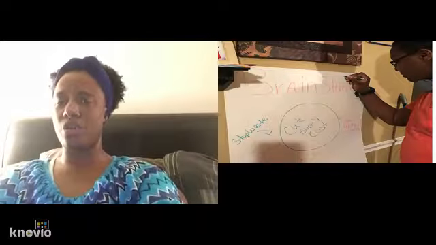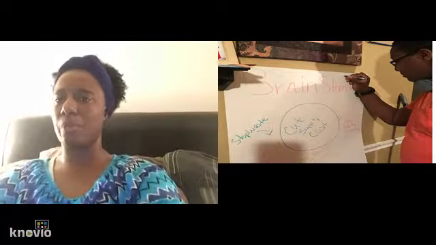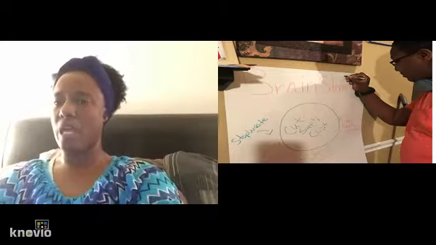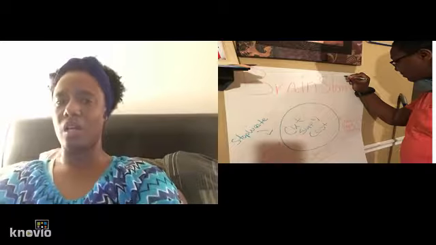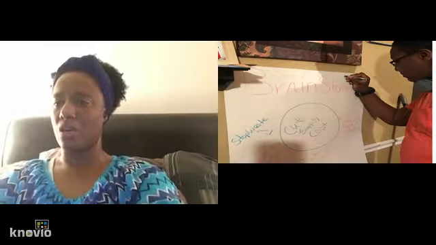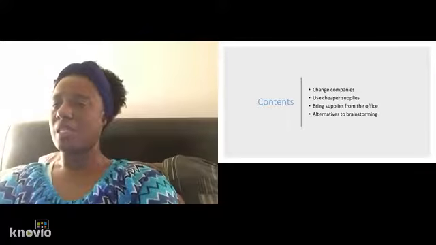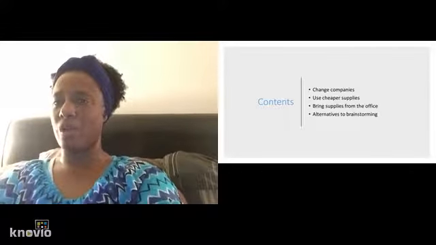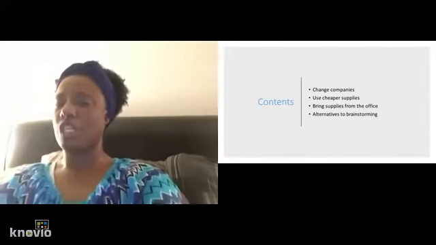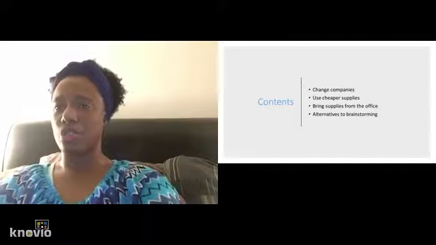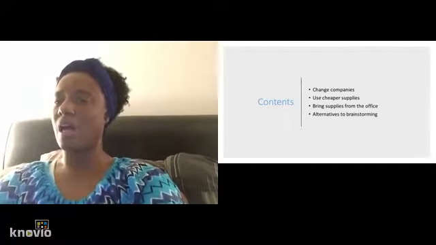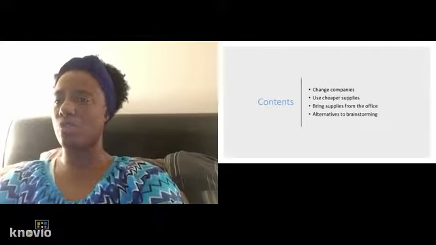As you can see, we started off with an activity of brainstorming. We decided to figure out ways to cut the cost. We came up with a lot of dynamics in cutting cost. Some of the things that were written down for our brainstorming event were to change companies, to use cheaper supplies, to bring supplies from the office. We had a lot of alternatives to brainstorming.